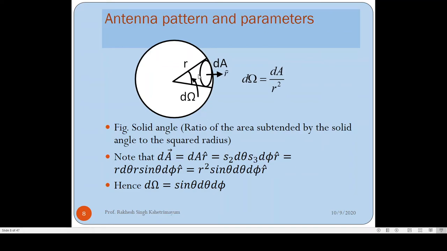So what is this dA here? This is the direction which is normal to the surface element dA, and that is the direction of the surface element. If the direction of the surface element is along the radial direction, I can find dA as s2 d theta times s3 d phi. What are s2 and s3 for the spherical coordinate system? They are r and r sine theta, so it becomes r squared sine theta d theta d phi. d omega in that case becomes simply sine theta d theta d phi.